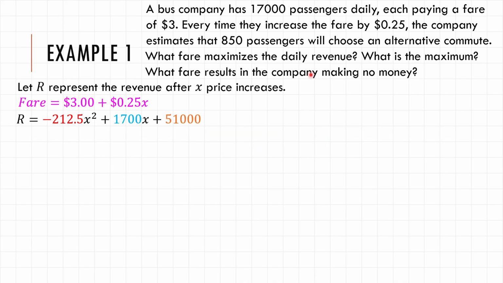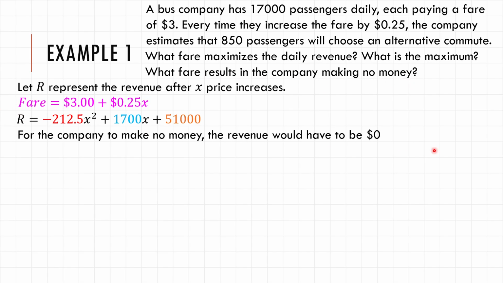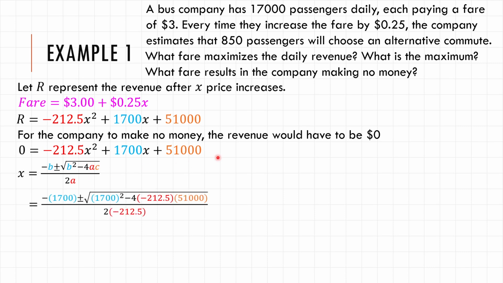When it comes to calculating the fare that results in the company making absolutely no money, well, for that to happen, the revenue would have to be $0. So I'm just going to replace R with 0. And to find the zeros of any quadratic relation, all I have to do is use the quadratic formula. So I'm going to replace B, A, and C with what they're equal to over here. And now I'm going to start to evaluate this.